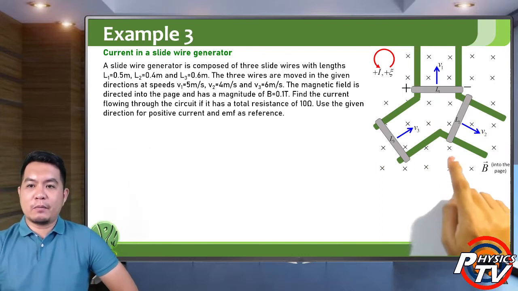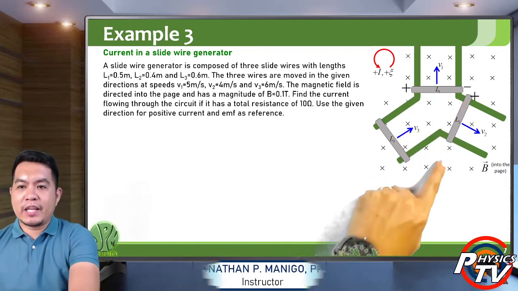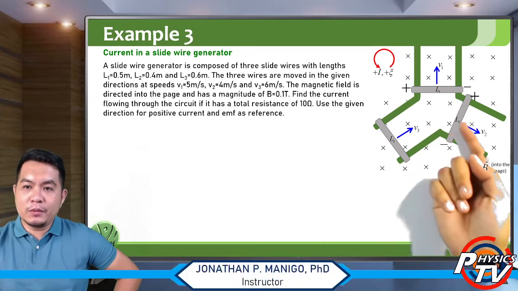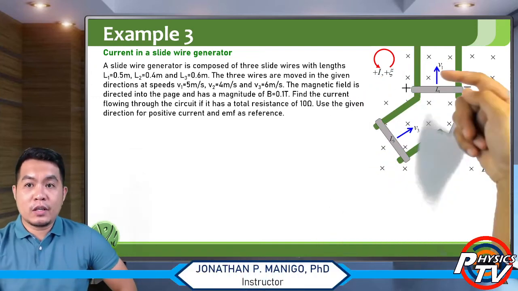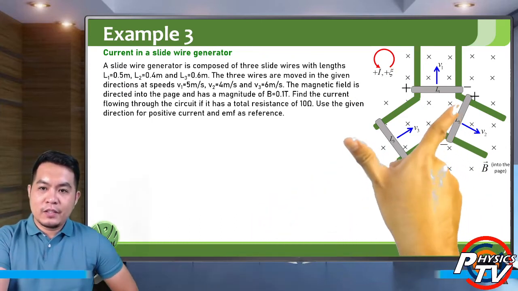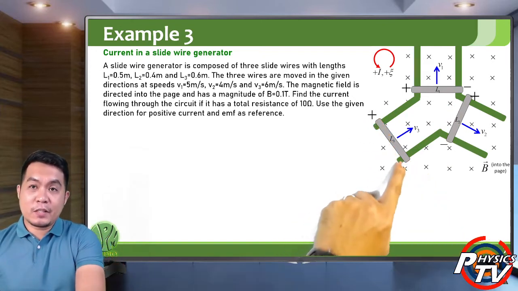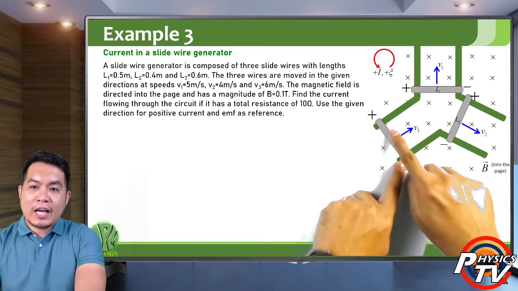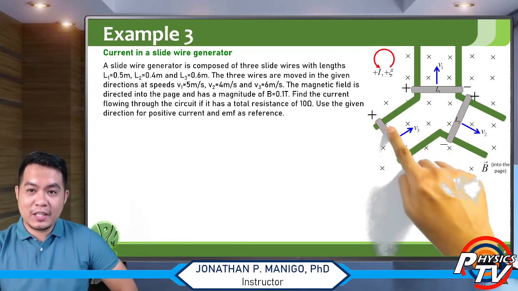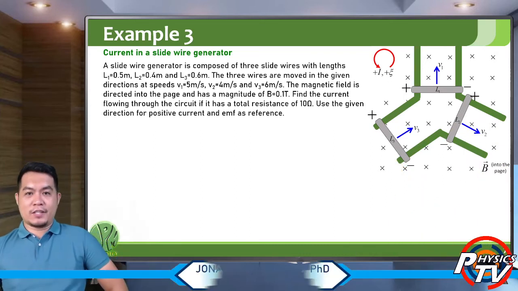Okay, slide wire number 2. So V cross B. So meaning this will be the positive terminal. This will be the negative terminal. So meaning the current generated by slide wire number 2 will be also counterclockwise. And then the last, slide wire number 3, V cross B. So meaning the positive terminal is this part here, and the negative terminal is this part here. So meaning the current generated by this battery, by this source of EMF, by this slide wire generator, is in this direction. So this is a counterclockwise direction.